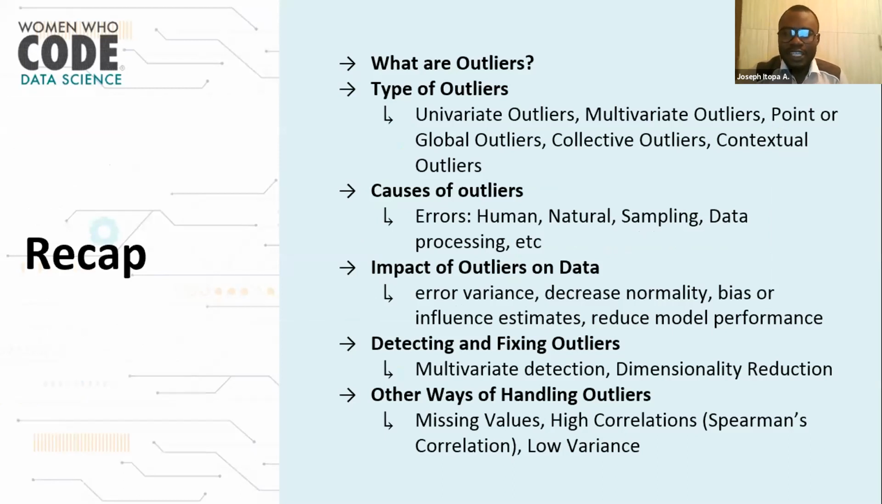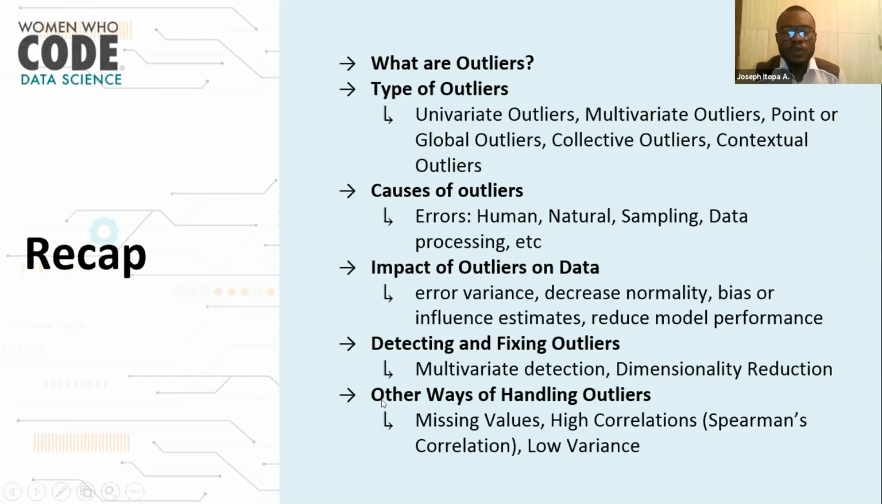The types of outliers, of course, we've looked at: univariate, multivariate, point or global, collective outliers, and contextual. The causes of outliers, of course, mostly it is error. And we have taken a look at the impact of outliers and how we detect and fix outliers. We have two major ways, which are multivariate and dimensionality reduction.